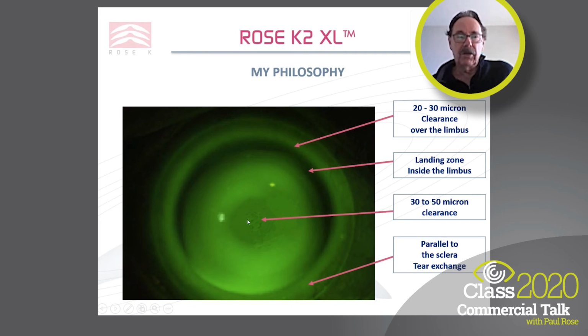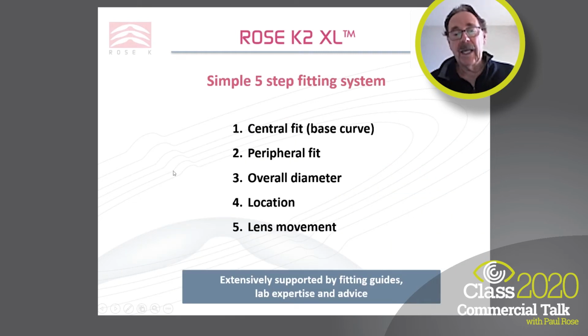So here's my philosophy for fitting. You basically have 30 to 50 microns clearance at the highest points. If it was a cone, it would be the apex of the cone. If it's a graft, it's usually somewhere along the graft interface. You have 20 to 30 microns clearance over the limbus, and that may look, because there's not sufficient depth of fluorescence, like it's touching, but we talk about a feather touch. And then you span out to the edge of the lens with enough edge lift to ensure that you have good tear exchange up to the limbus. I again advocate the 5-step fitting system as you see here.